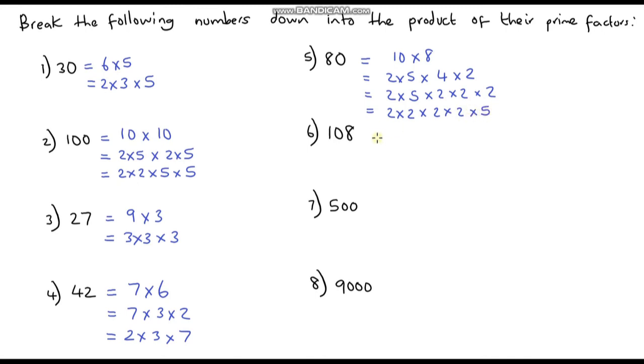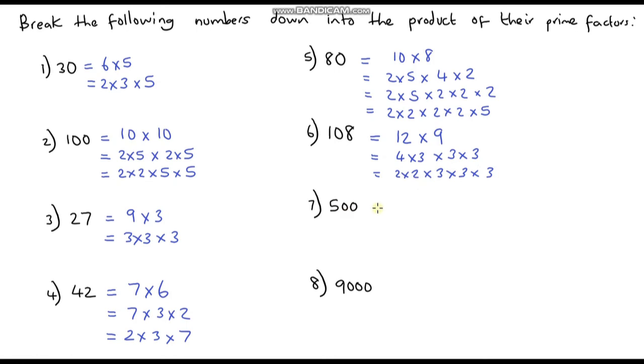Okay, 108. Well, I know that 108 is in my 12 times tables. It's 12 times 9. And both of these can be broken down further. So 12 is 4 times 3. And 9 is 3 times 3. And 4 again can be broken down into 2 times 2. And then we've got all of these 3s. Times 3 times 3 times 3.